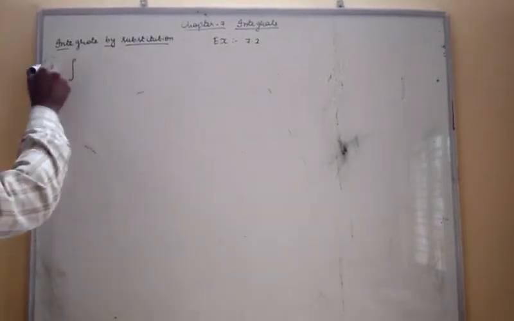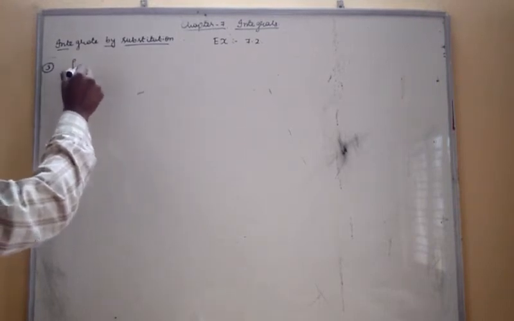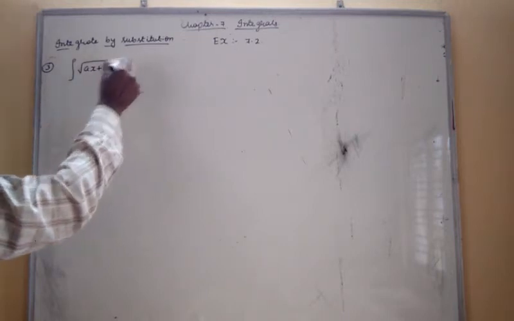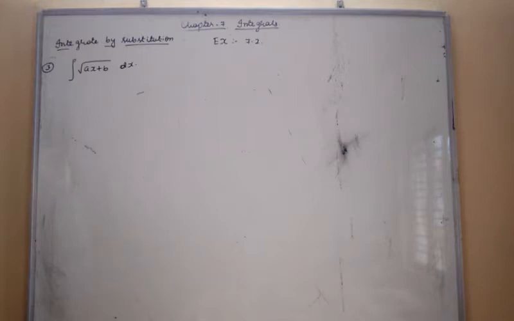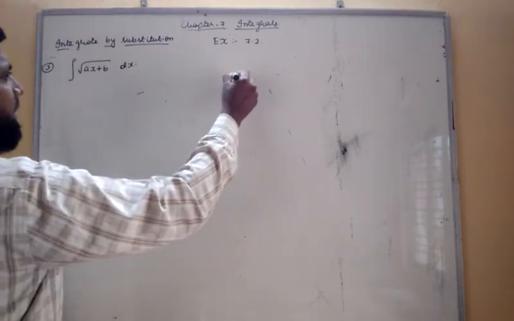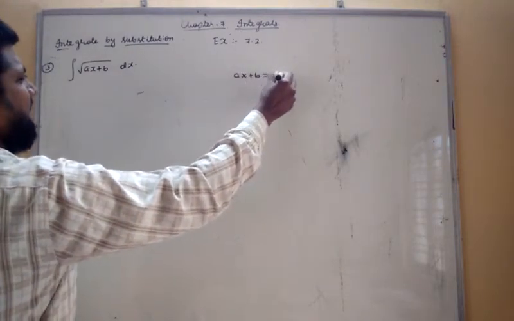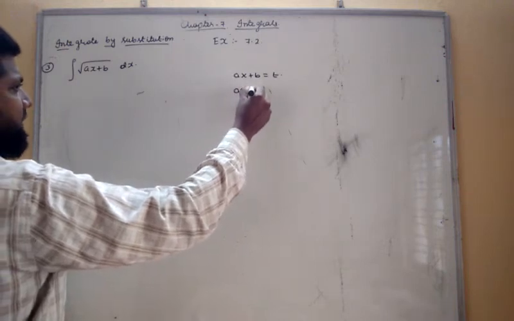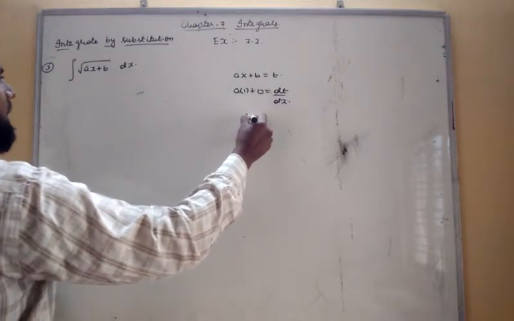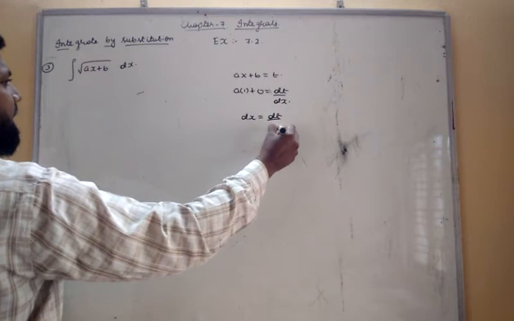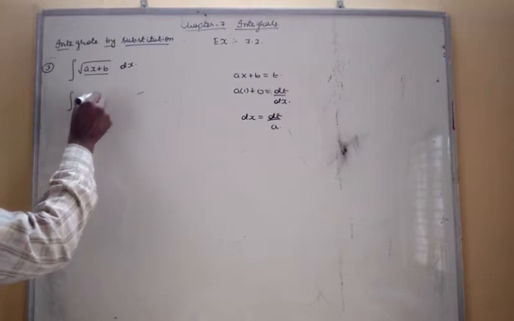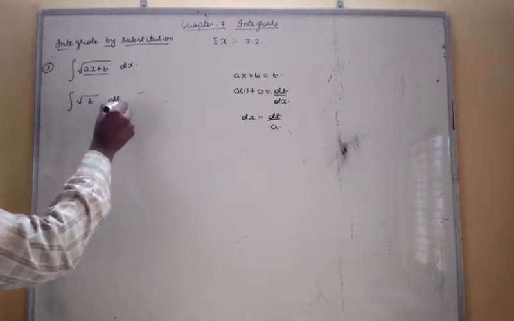Integration of root ax plus b dx. Okay, so here let us take ax plus b is equal to t, then differentiation: a is constant, x differentiation is 1, b constant 0, dt by dx is a, then dx is equal to dt by a.